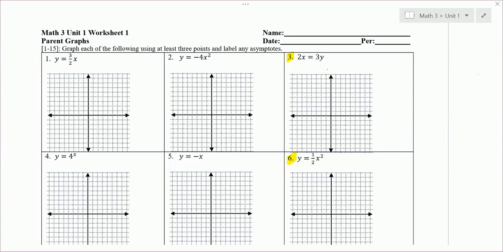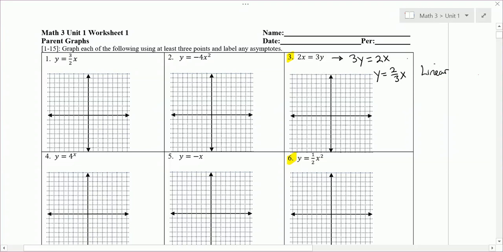So number 3 is a linear function, and if you have an x and a y, solve for y first. I'm going to do that by switching the equation around and writing 3y is equal to 2x, and then divide by 3. And we end up with y equals 2/3 x. So this is linear.